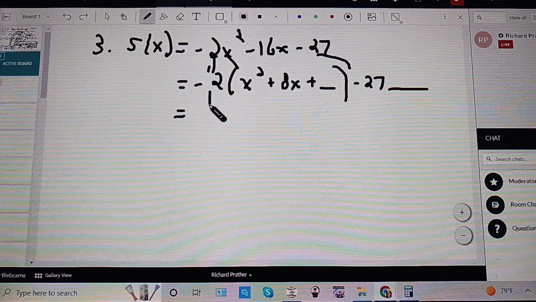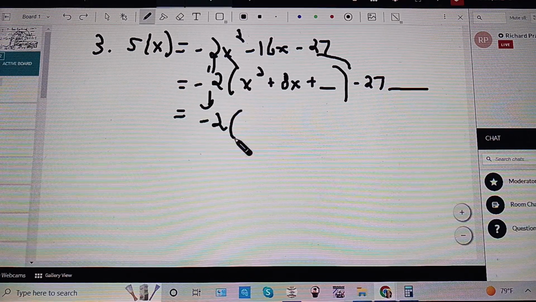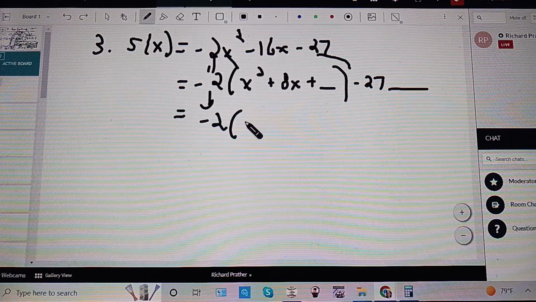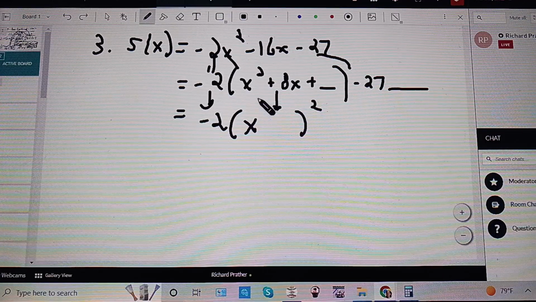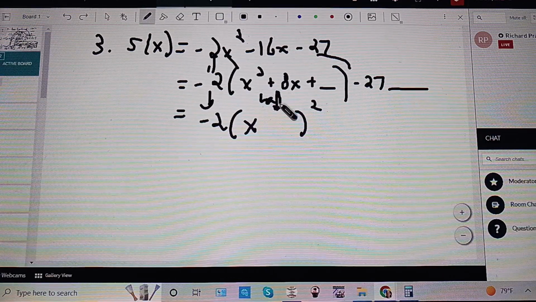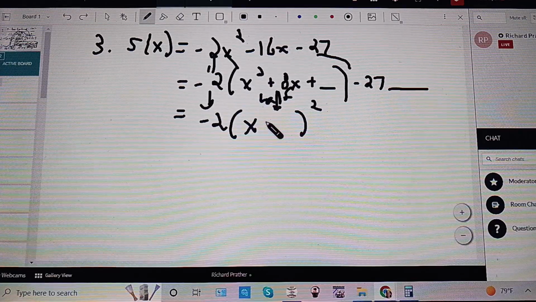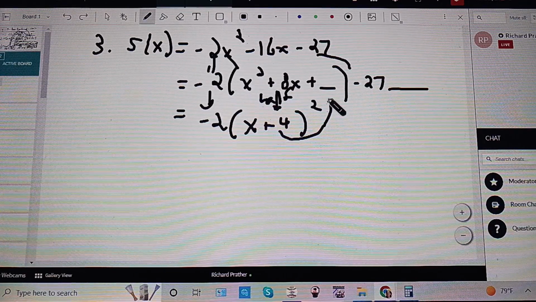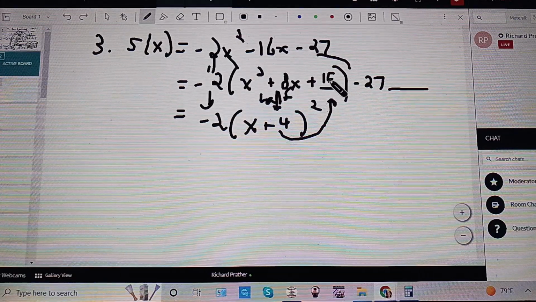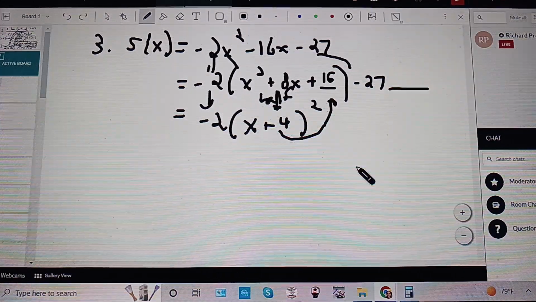Okay, so bring down the -2. The process of completing the square always creates an x plus something, squared. That's the whole point of it. And the something is half of that +8 right there. Half of +8 is +4. +4 squared is 16. That's the process of completing the square.